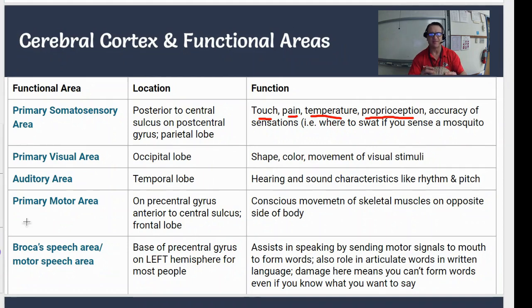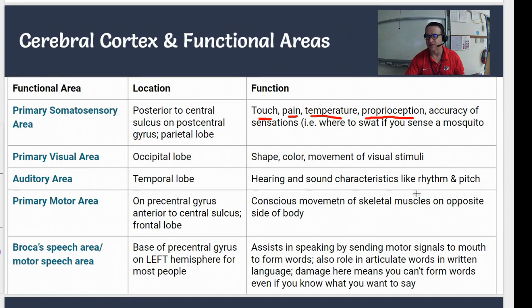Primary motor area. Remember, that's very close to the primary somatosensory cortex. So the central sulcus is right here again, and the primary motor cortex is on the precentral gyrus. That's where all your conscious movements, your skeletal movements, are going to originate.